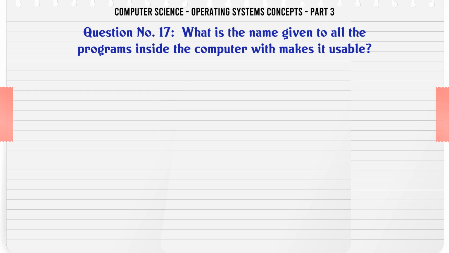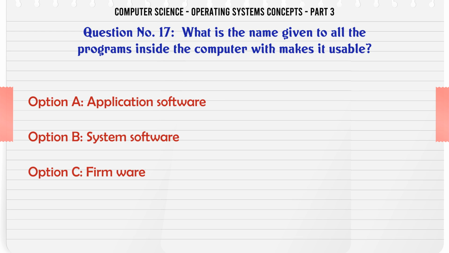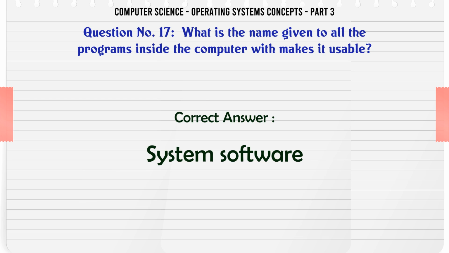What is the name given to all the programs inside the computer which makes it usable? A. Application software. B. System software. C. Firmware. D. Shareware. The correct answer is system software.